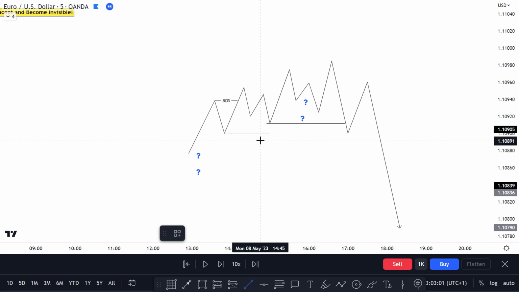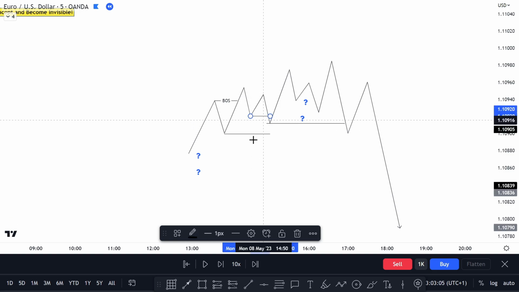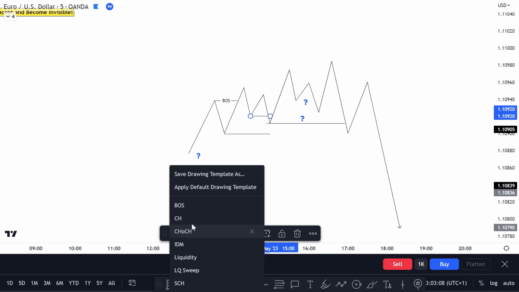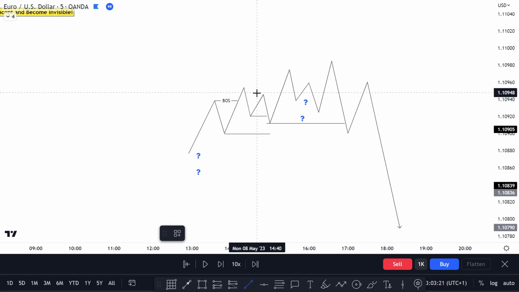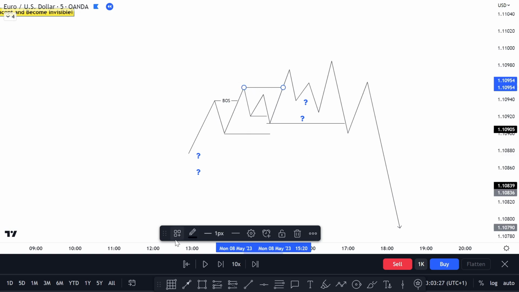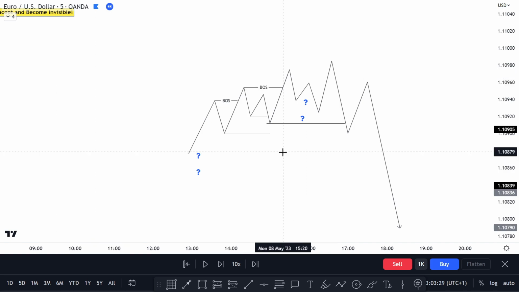Now most people will be taking this as a change of character, and this is where most of you actually get it wrong, right? This is not a change of character. Why? Because this low never did anything, never took a previous high, and we now have another high form, took out this high, took out this high. So we have another sweep here, and this area becomes our change of character.